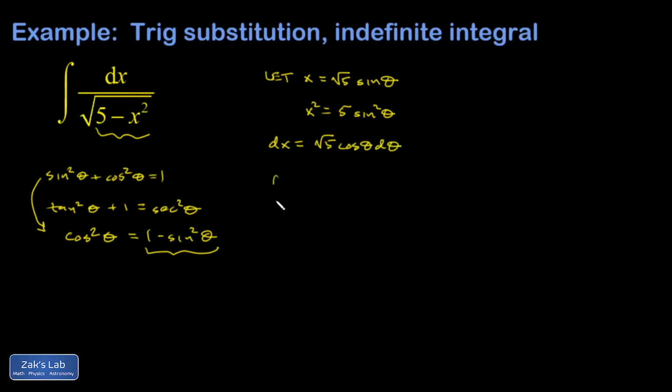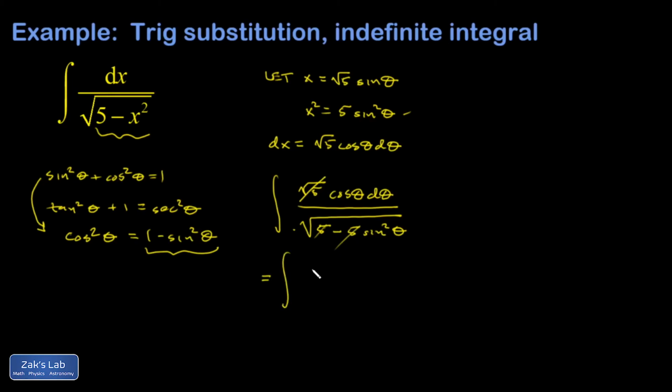All right, so my original integral then becomes root 5 cosine theta d theta, all divided by the square root of 5 minus x squared, which was 5 sine squared theta. I can then factor out the 5. So when I do that, it would create a square root of 5 out in front of this radical, but that would cancel with this one. So I'm just going to take care of it all at once. And I'm left with a 1 minus sine squared theta in that denominator, in the square root in the denominator.